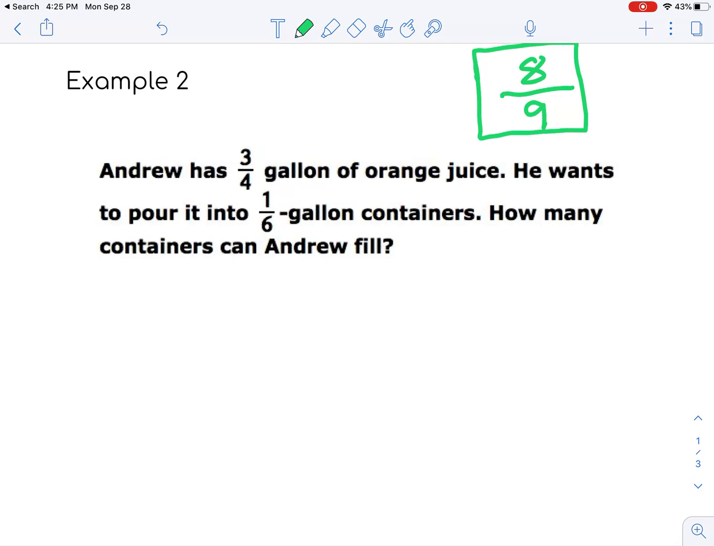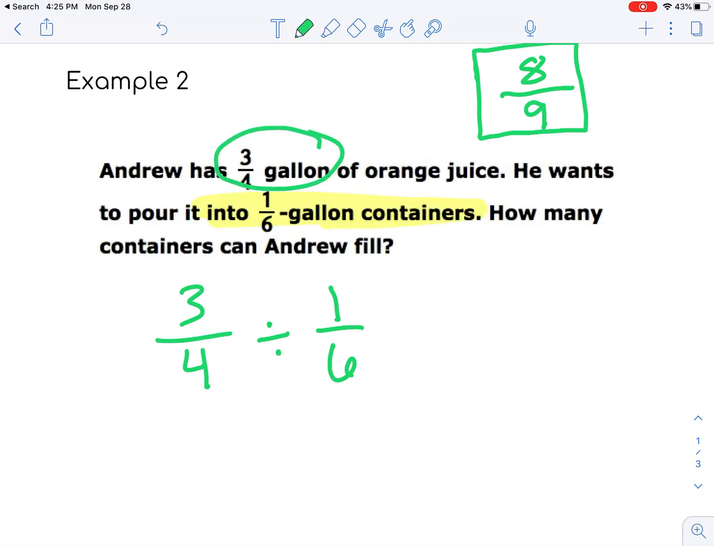So again, we're going to be dividing here. So we're going to set this up first as 3/4 divided by 1/6. Because we're splitting it into 1/6 gallon containers. We already have 3/4 of a gallon of orange juice, and we need to pour that or split it into 1/6 gallon containers. So that's why we're dividing by 1/6.